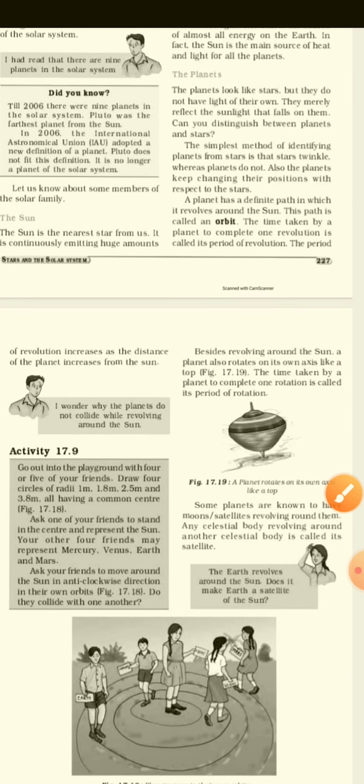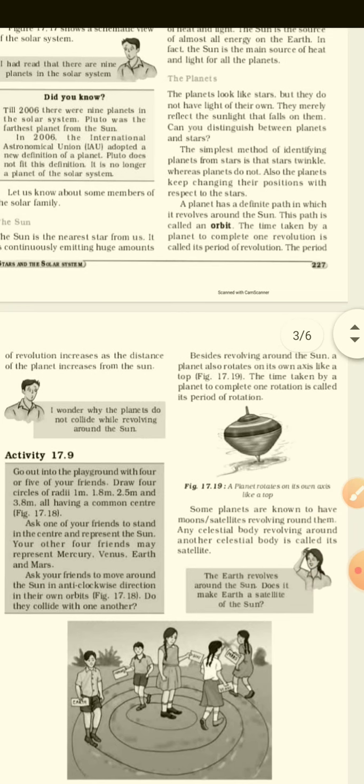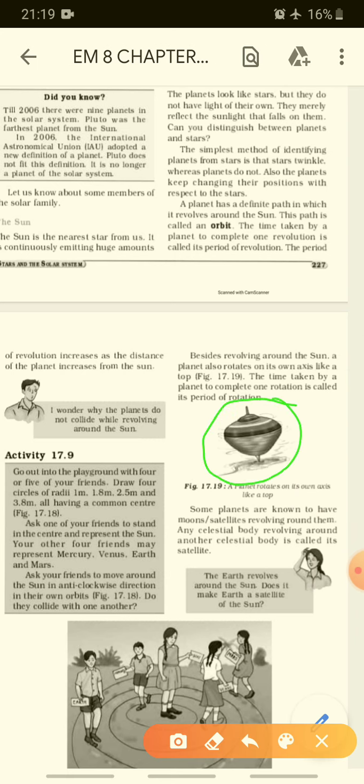Besides revolving around the sun, a planet also rotates on its own axis like a top. See the picture given, how a top is rotating on its own axis. In the same way, planets keep on rotating on their own axis and complete one rotation and revolution. Are you all clear?